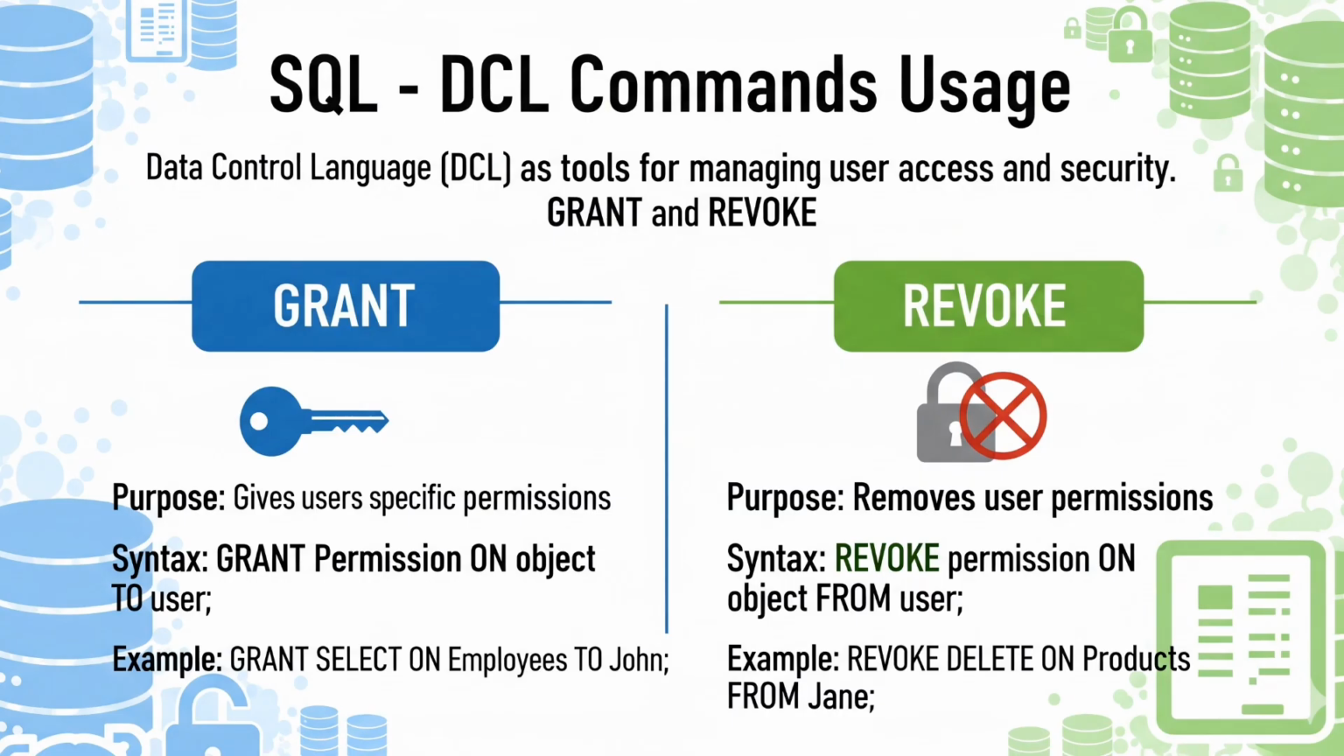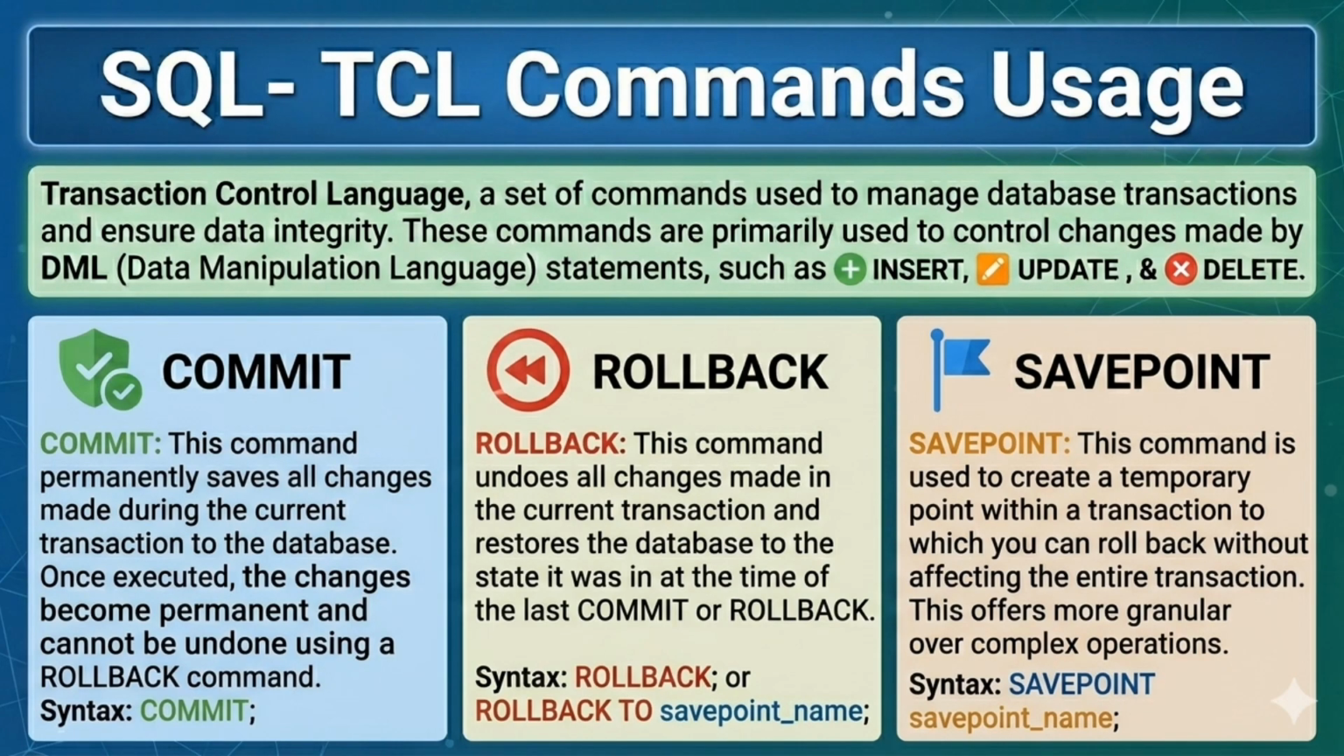So, in summary, grant gives permissions and revoke removes permissions, helping maintain database security and controlled access. Let's understand SQL TCL commands, which stand for Transaction Control Language. TCL commands are used to manage database transactions and ensure data integrity. They control changes made by DML commands like insert, update, and delete. The three important TCL commands are commit, rollback, and savepoint.